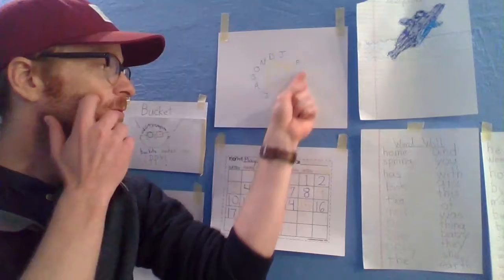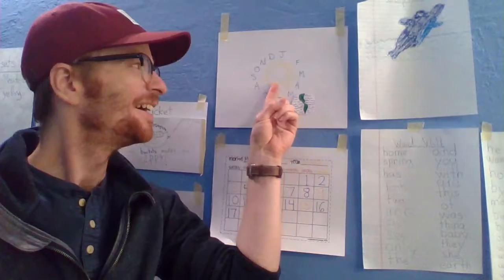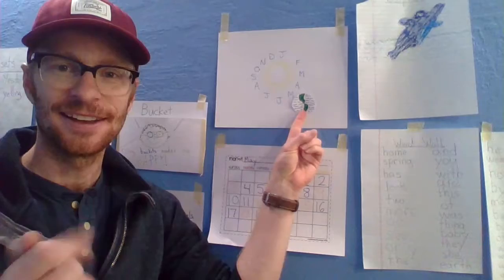Go ahead and tell me, what's in the center? Tell me, what is that? It's the sun, that's right. And what's this? That's right, the Earth. And the Earth goes around the sun. It orbits around the sun.